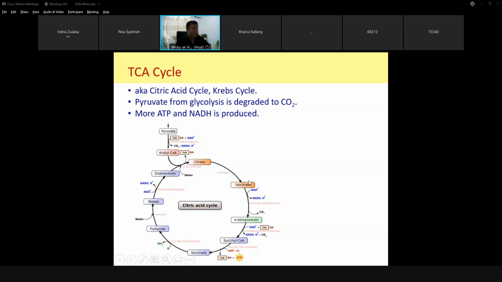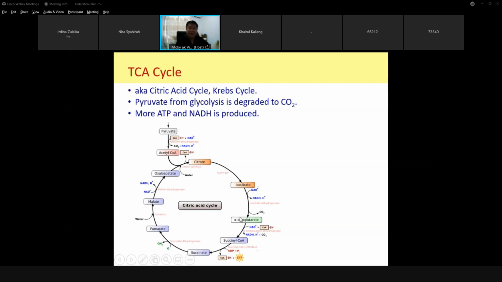So after isocitrate is produced, the next thing in the Krebs cycle is the production of alpha ketoglutarate. This is 5 carbon. Isocitrate is 6 carbon, alpha ketoglutarate is 5 carbon. So daripada 6 carbon menjadi 5 carbon.